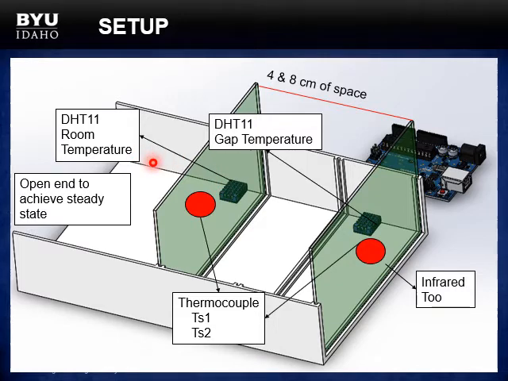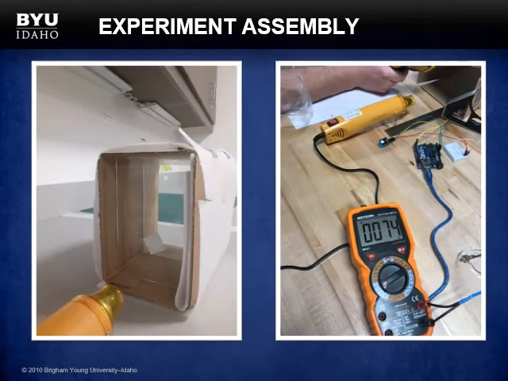It's important to observe that if the box was closed at the end, it would be a more complex experiment because of the transient conduction. To avoid this complexity, the end of the room was removed, giving us a steady-state condition. And this is our experiment assembly.